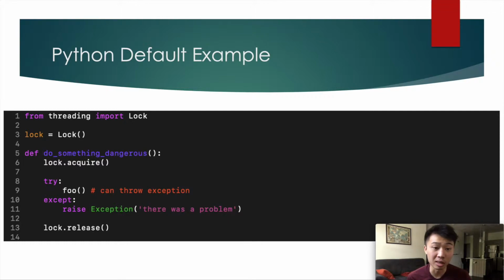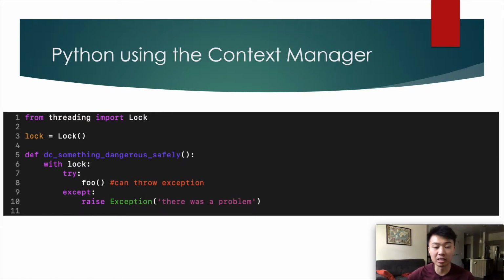Now very quickly, we're going to look at the Python example. On line 3, we create a lock, and on line 6, we acquire it. On line 13, we release it, which is the same as locking and unlocking. You'll see also the same problem here. You try to do the foo statement. If it throws an exception, you raise the exception, and the function is exited. Line 13 never gets called. So how Python tries to fix this deadlocking issue is with something called a context manager.